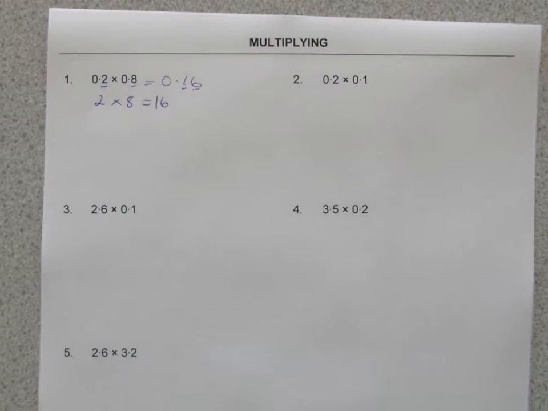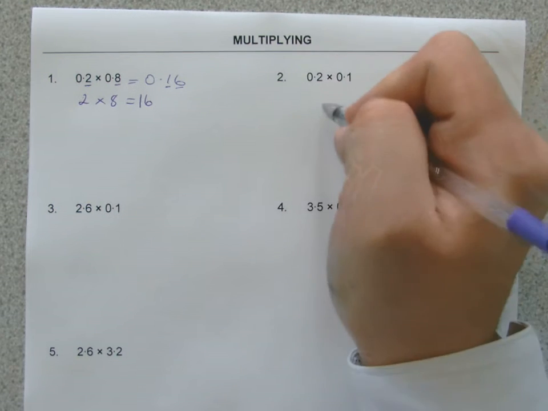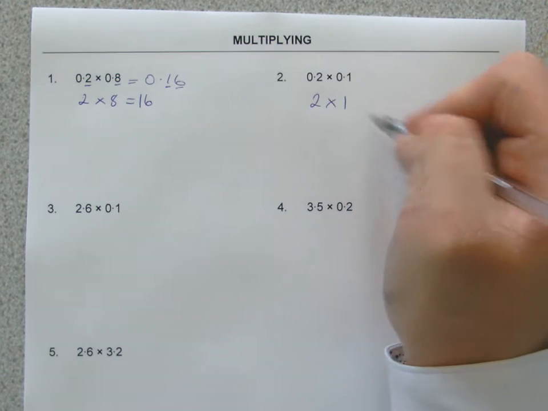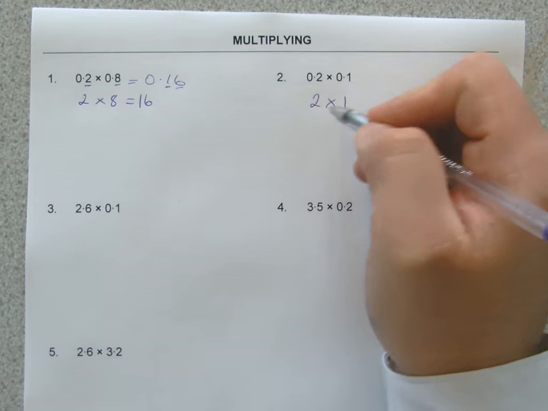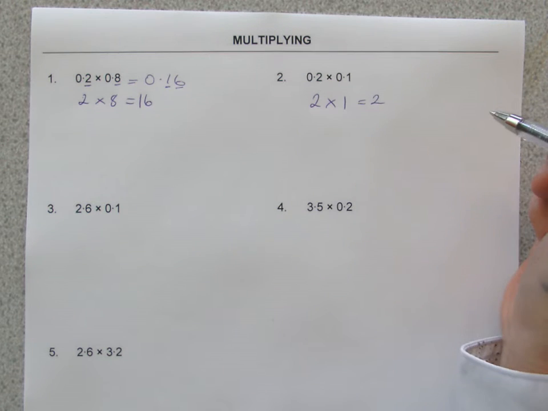Okay, so question 2, 0.2 times 0.1, exactly the same thing again. You do 2 times 1. You ignore the decimal points. So that's 0.2, which is 2. That's 0.1, which is just 1. 2 times 1 is 2, of course.